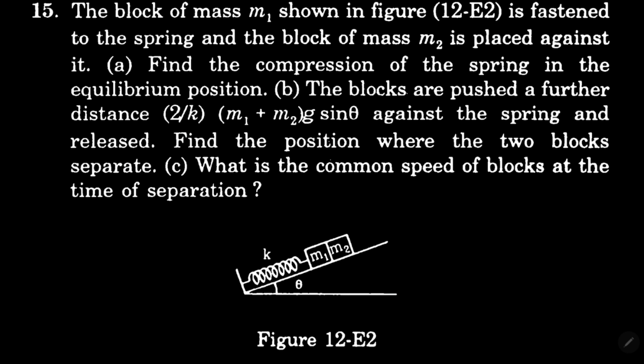In question 15, a block of mass m1 is shown. It is fastened to the spring and a block of mass m2 is placed against it. We need to find the compression of the spring in the equilibrium position. The blocks are pushed a further distance 2 by k against the spring. We need to find the position where the two blocks separate and what is the common speed.